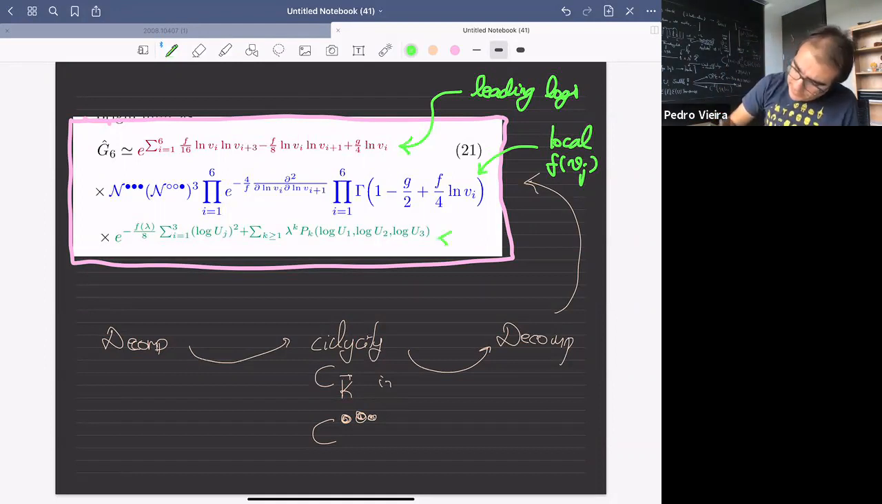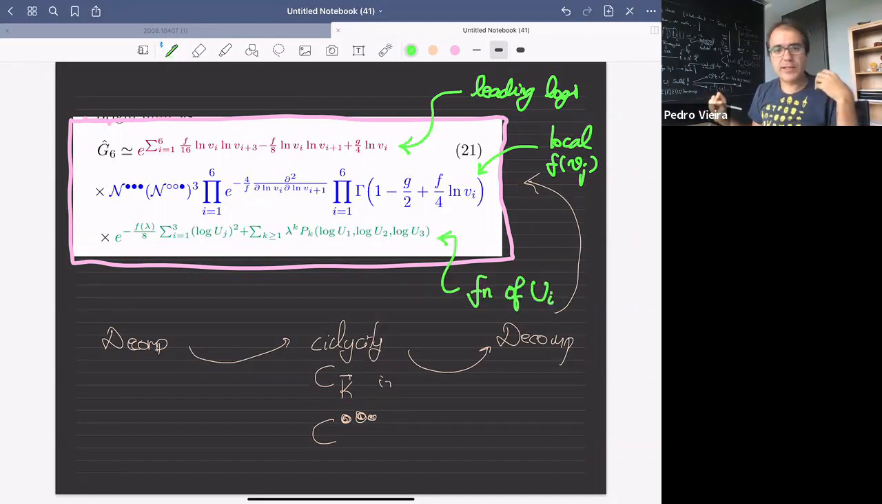And then there is this one, which is a function of the finite UI. Of course, we are in the origin, so these UIs are also taken to be small, but this is now a function of the finite cross ratios. Okay.